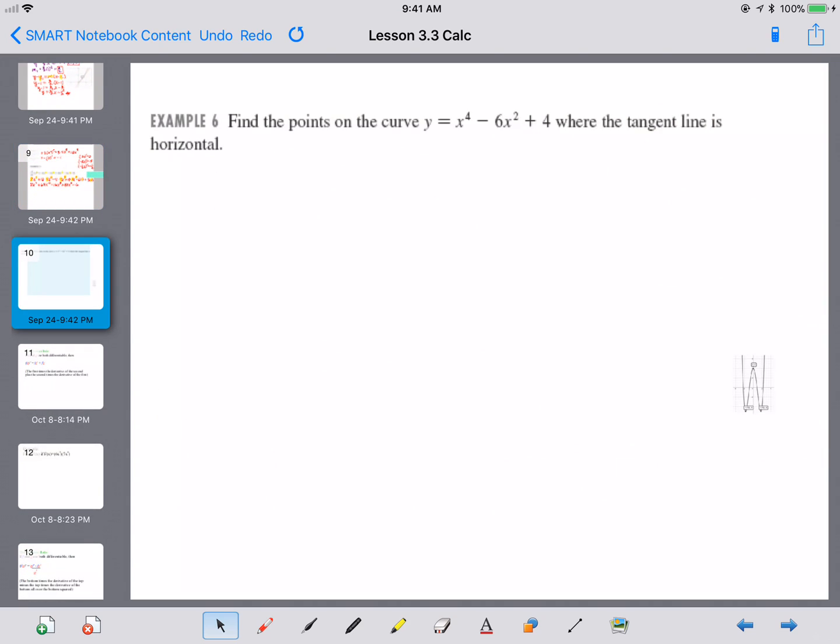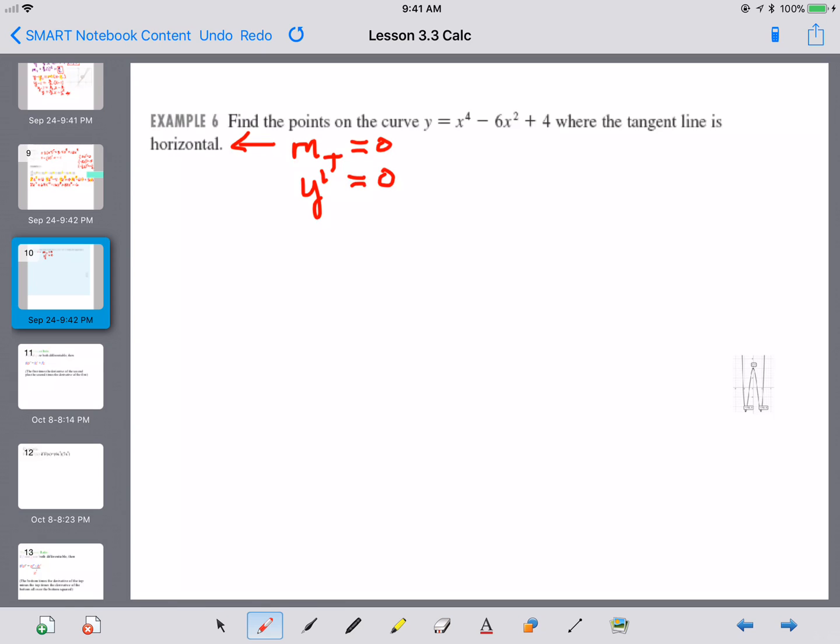Let's do another one. It says, find the points on the curve where y equals x to the 4th minus 6x squared plus 4, where the tangent line is horizontal. So remember, if the tangent line is horizontal, that tells us that the slope will be 0. So you have to interpret that as saying, oh, that means our slopes are 0. So that means our y prime has to be 0.